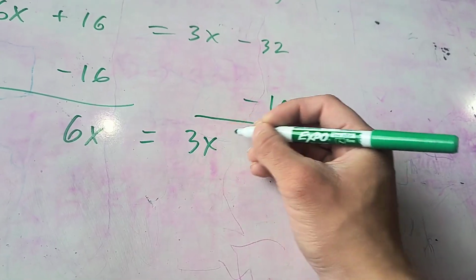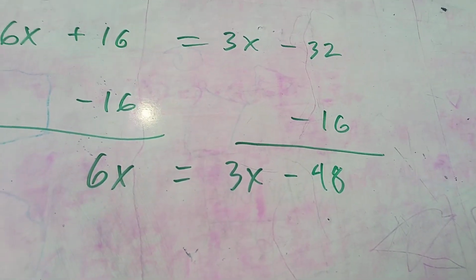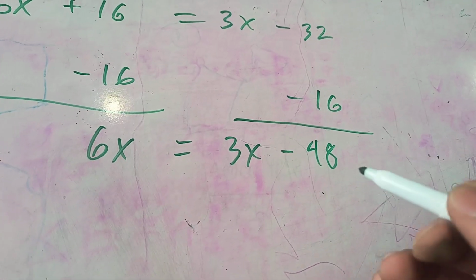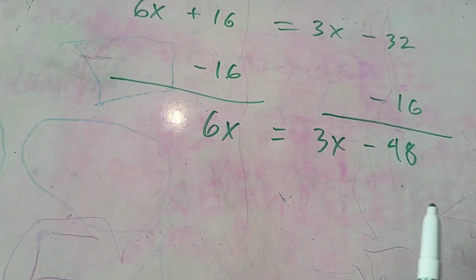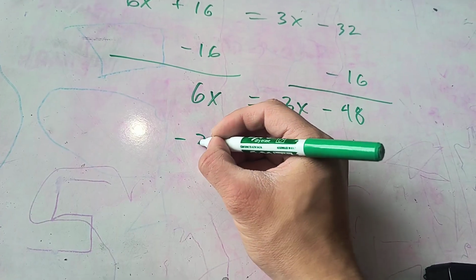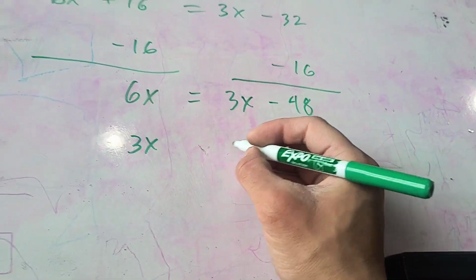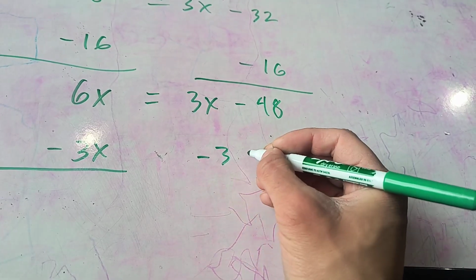This becomes 3x minus 48. Okay, so we got this. Now we've got to get rid of this x on this side. And we're going to do this: we're going to subtract 3x from both sides. So we're going to subtract 3x from this side, and we're going to subtract 3x from this side.